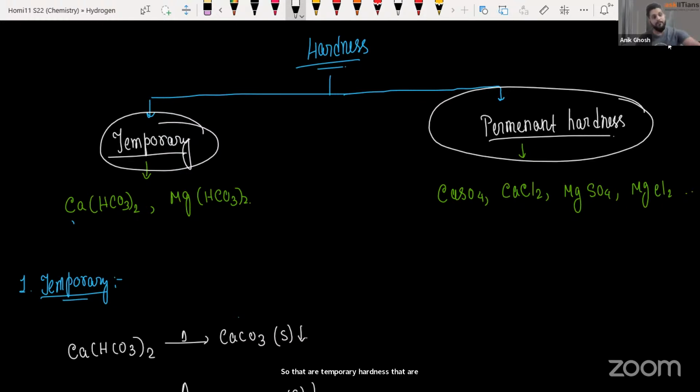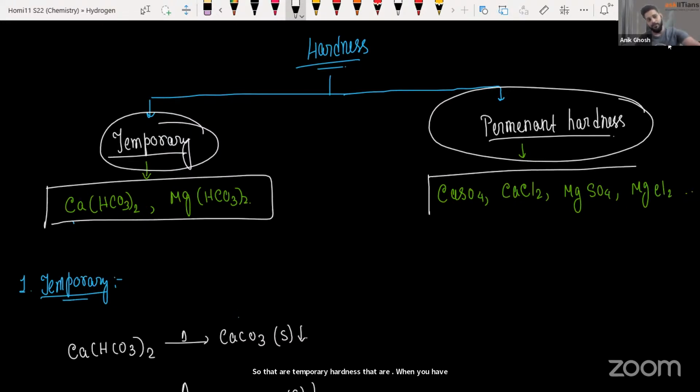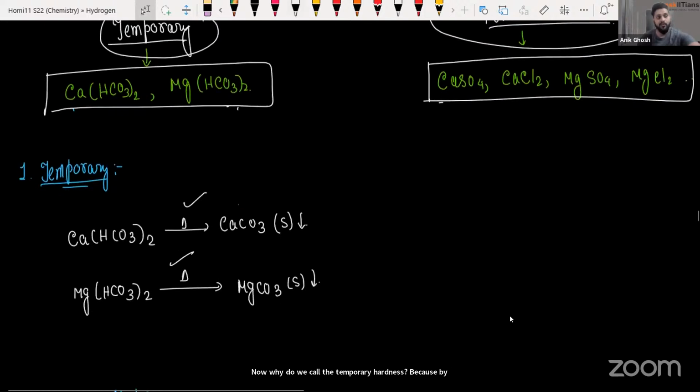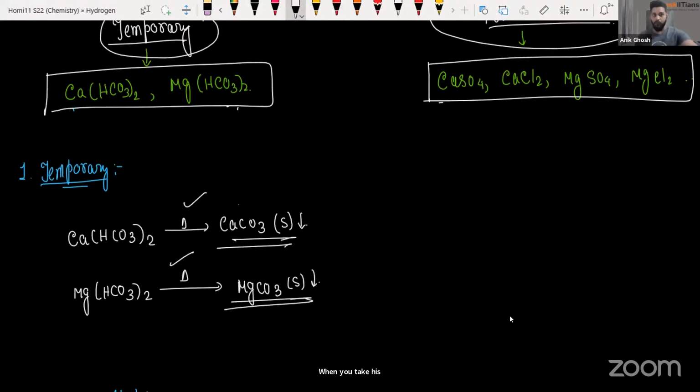Temporary hardness is when you have bicarbonates of calcium and magnesium. Permanent hardness is for the rest of it. Now, why do we call it temporary hardness? Because by just heating them, you can remove this particular type of hardness. When you take these bicarbonates and heat them, you get the carbonate salts and they precipitate downward. After that, you just take the water out and you'll be able to get the salt.